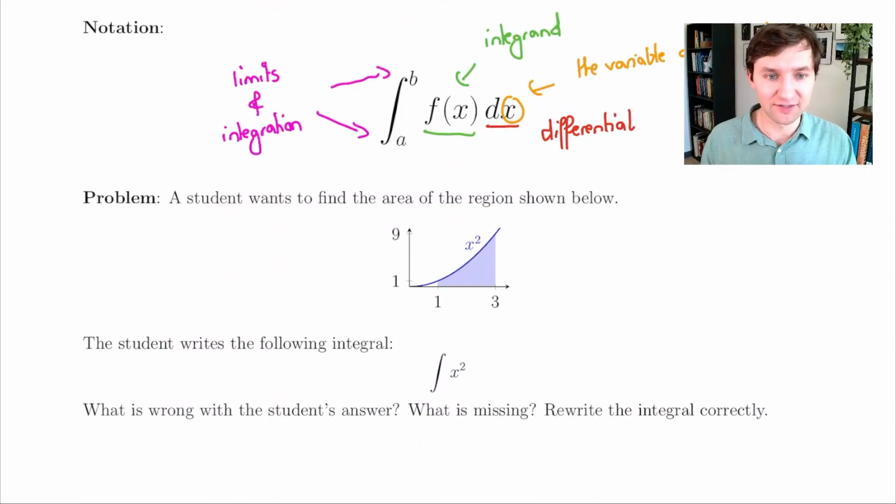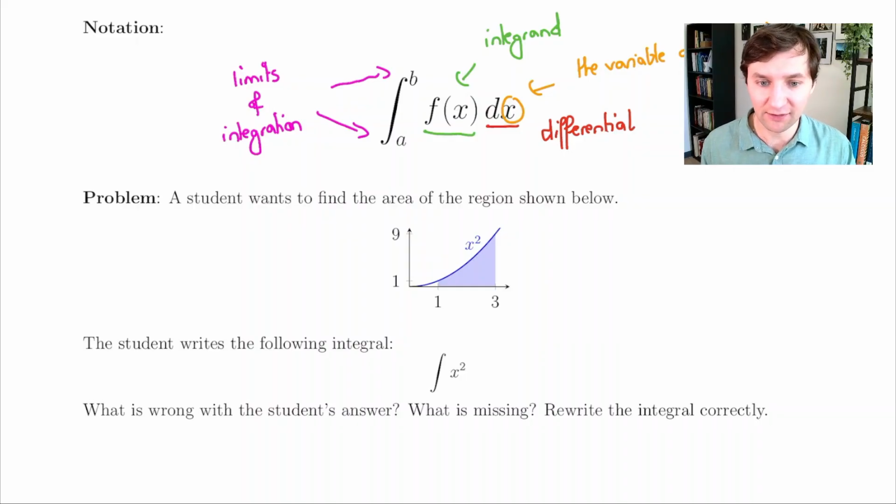To see if we understand the notation of definite integrals, let's complete a problem. A student wants to find the area of the region shown below. The student writes the following integral. What is wrong with the student's answer? What is missing? Rewrite the integral correctly. If you would like to try this problem on your own, stop the video now.